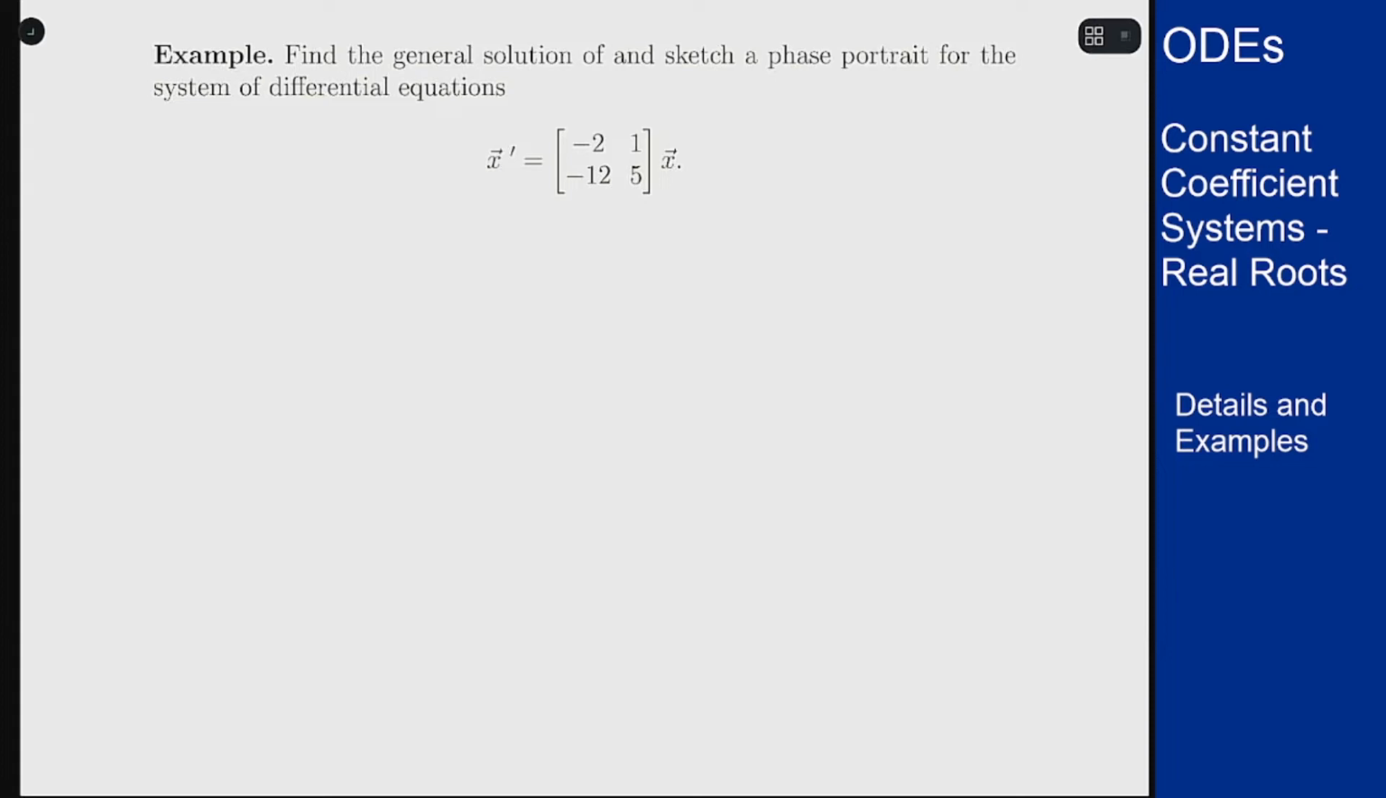In this video, we'll do two more examples of general solutions and phase portraits for constant coefficient systems. So the system here, the matrix is minus 2, 1, minus 12, 5. Our first step is always to find the eigenvalues and eigenvectors.